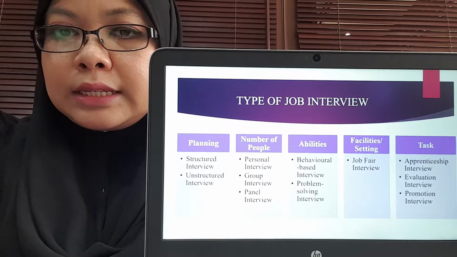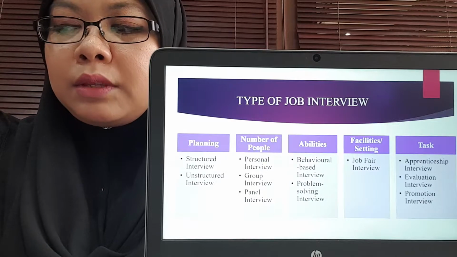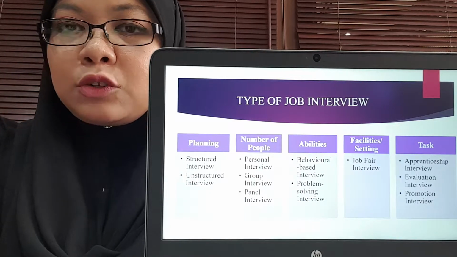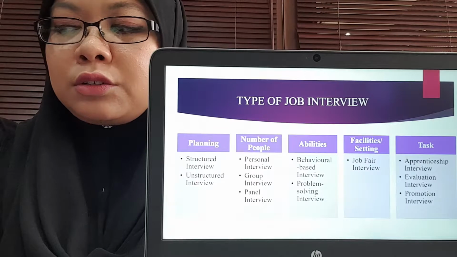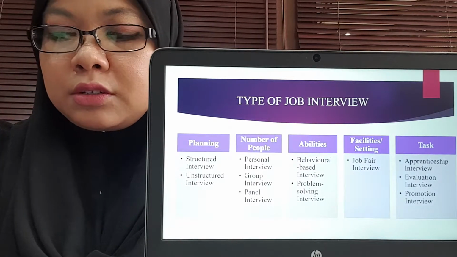As for facility setting, is a job fair interview, whereas organization conduct mini interview to filter candidates' qualifications to proceed further. Short and brief interview to help in educational institutions.